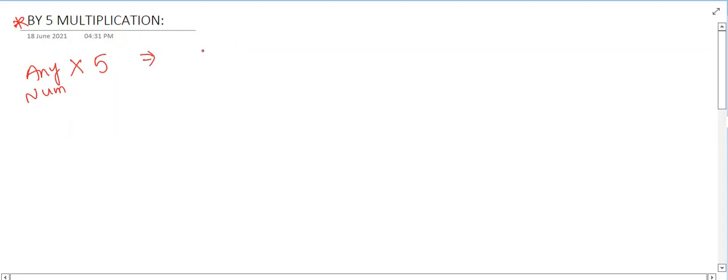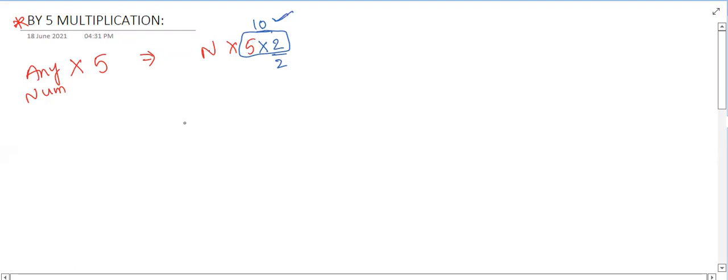Suppose I'm taking any number like n and we are going to do n into 5. Here what we are doing is into 2 by 2, so that there is no change, right? And this becomes 10. So a number into 10 divided by 2. Or we can do the division first and later append that 0.